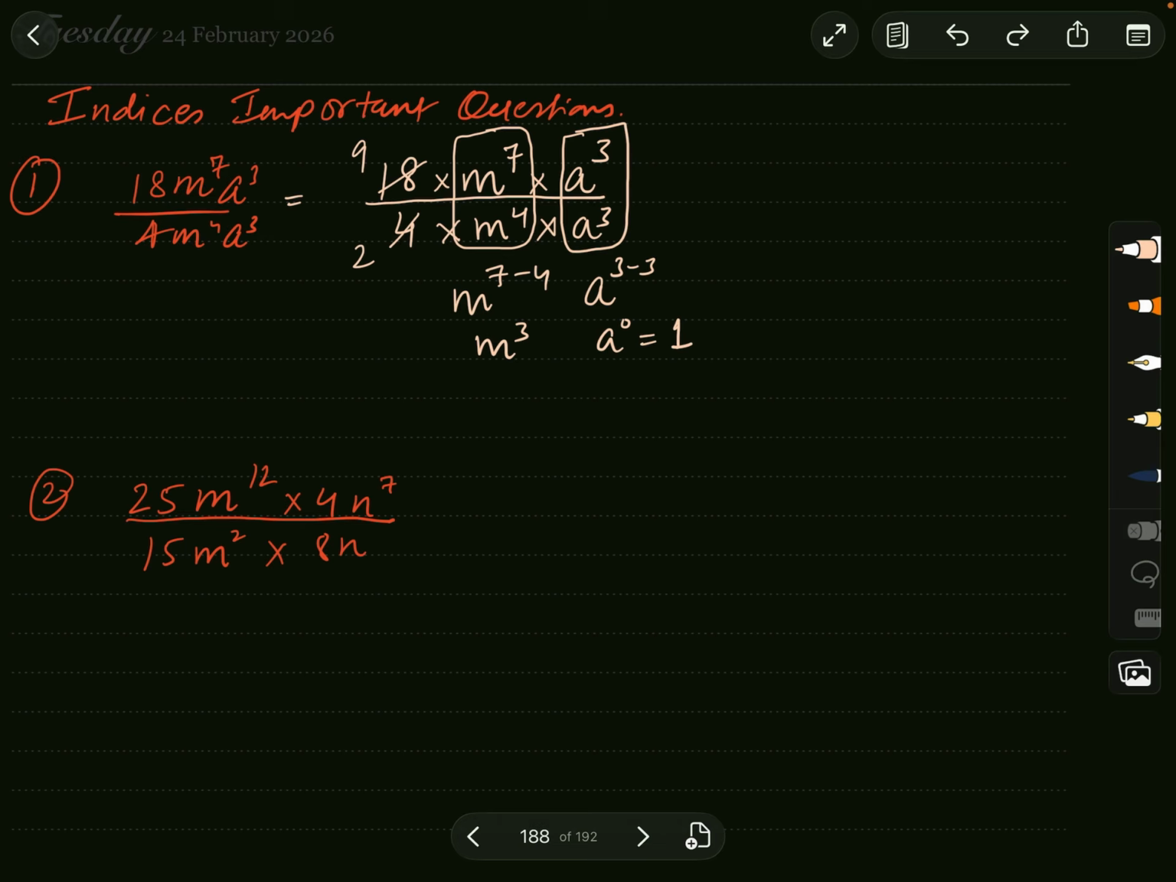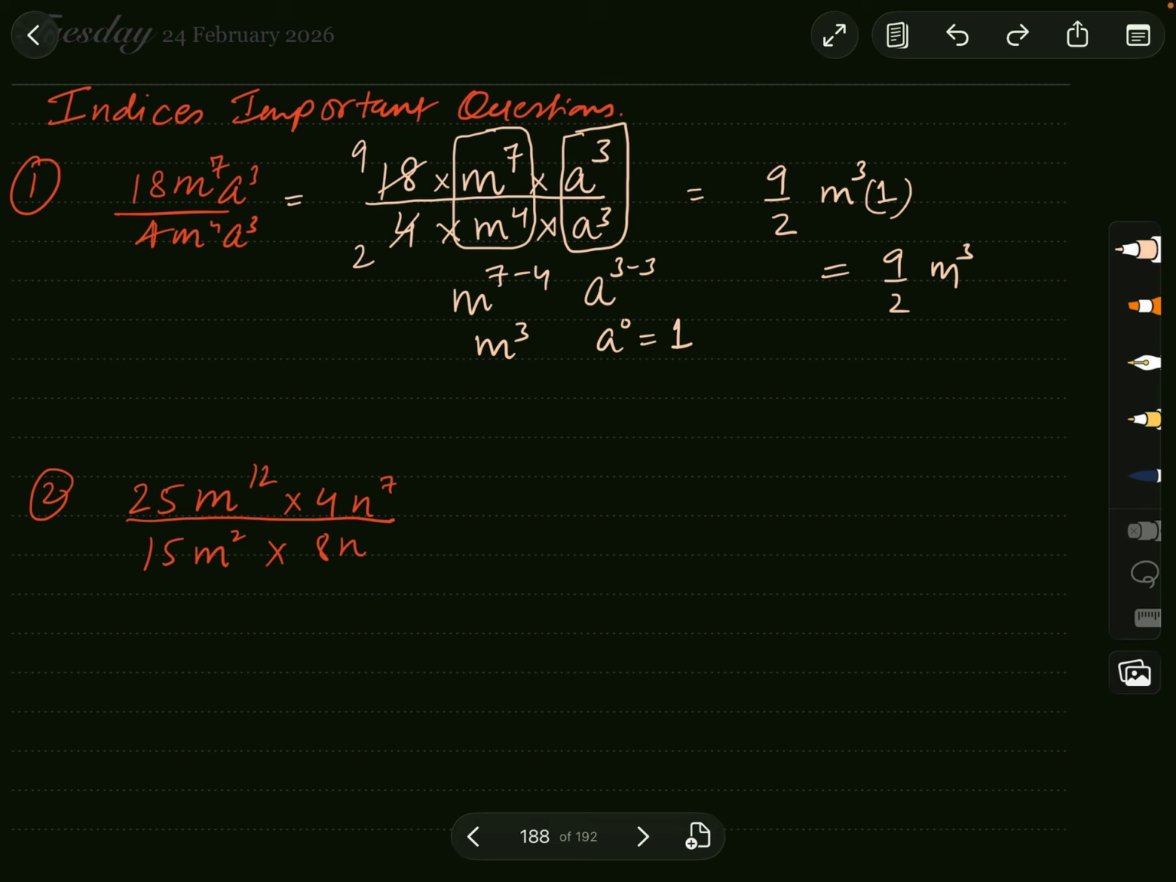This is also another point of view that you need to enhance. So the final answer for this will be 9 over 2 m to the power of 3 a to the power of 0, which is 1. So 1, we don't need to write it. So the answer is just going to be 9 over 2 m to the power of 3.